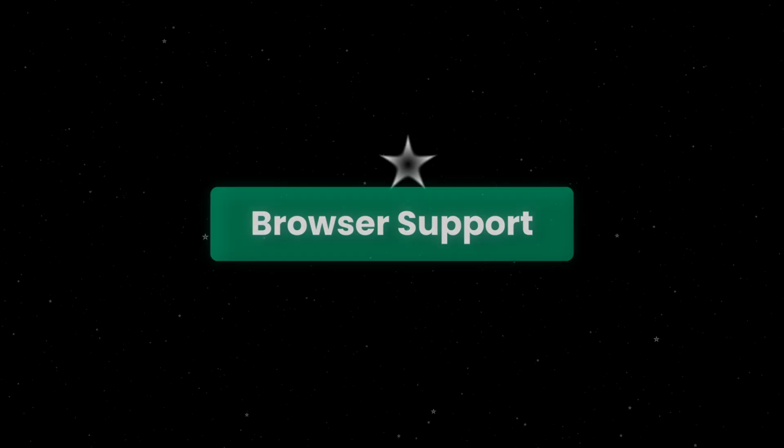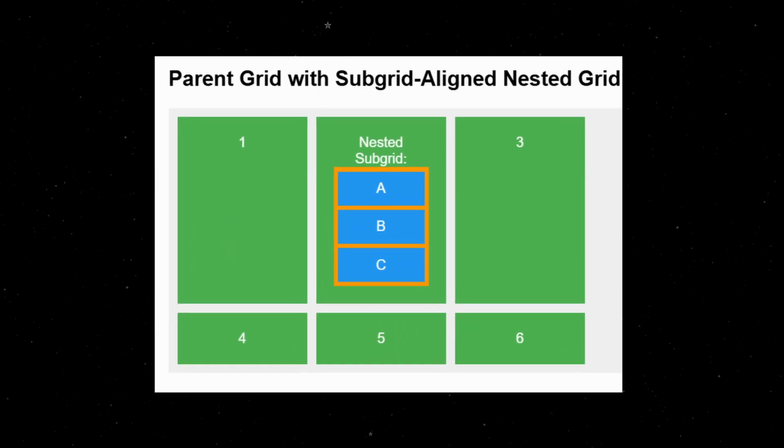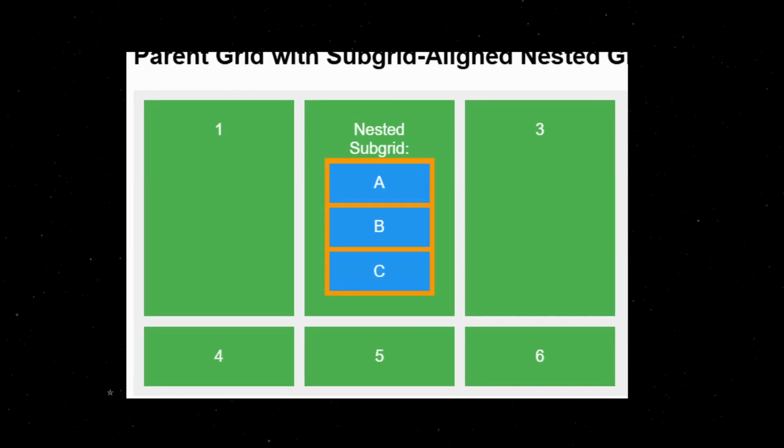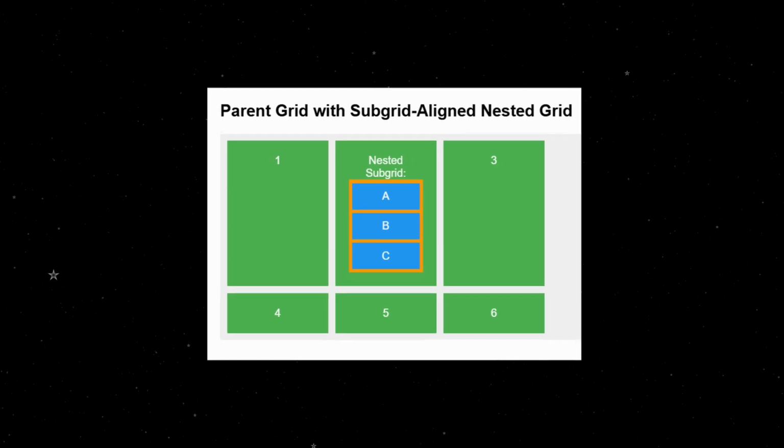So, to summarize, CSS Subgrid is all about alignment. It makes nested grids line up perfectly with their parent without extra code. It's clean, powerful, and a big step forward in building consistent layouts.